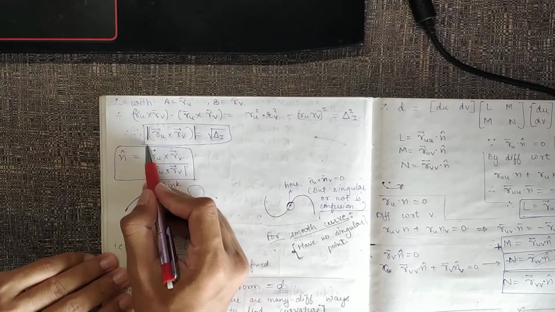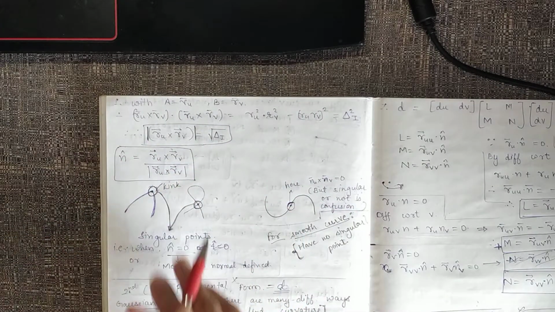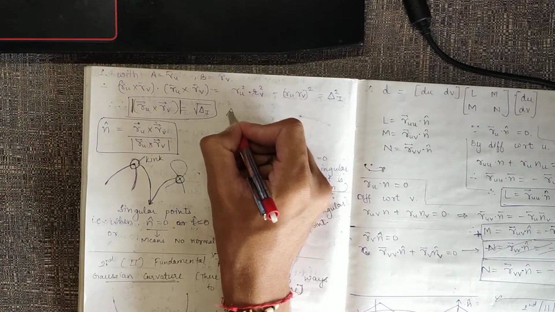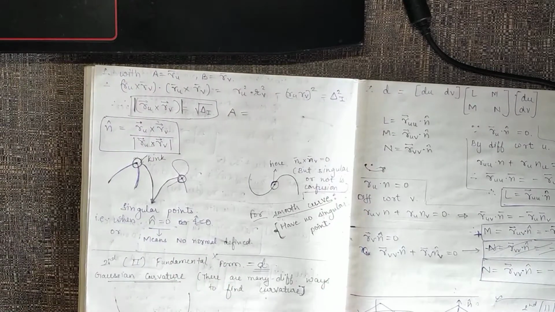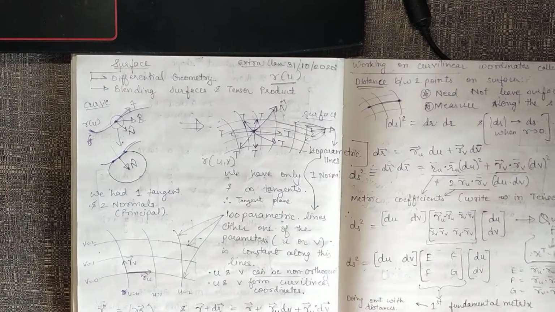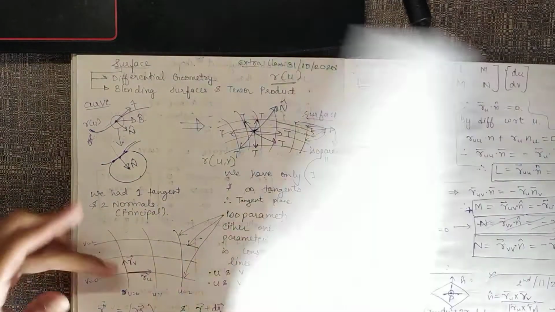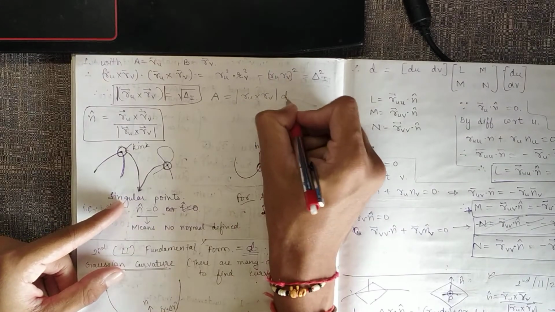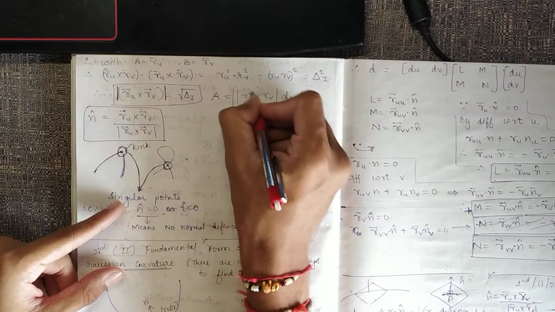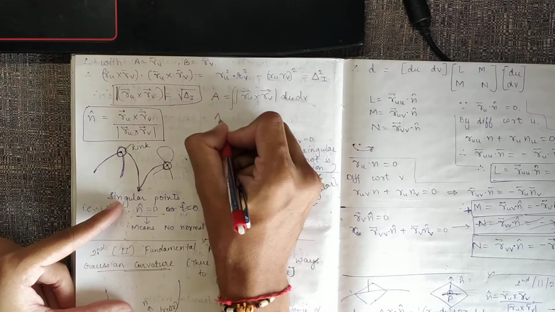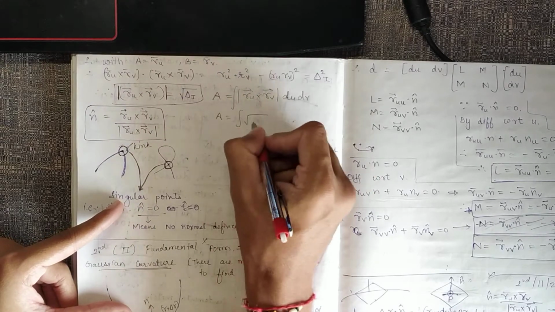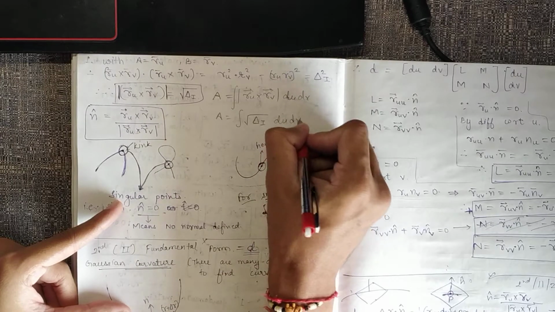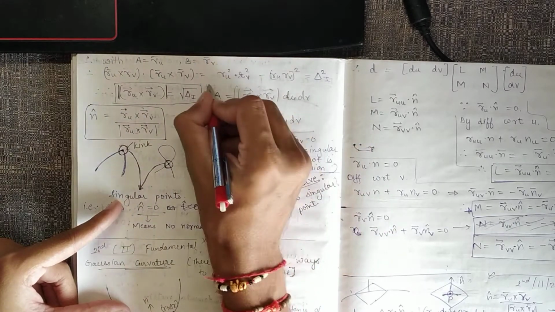Hence we can find the area of the surface. We can find the total surface area using this formula: the integral of the magnitude of ru cross rv du dv, which is the same as the integral of the square root of the determinant of the first fundamental matrix du dv. These are the two formulas.